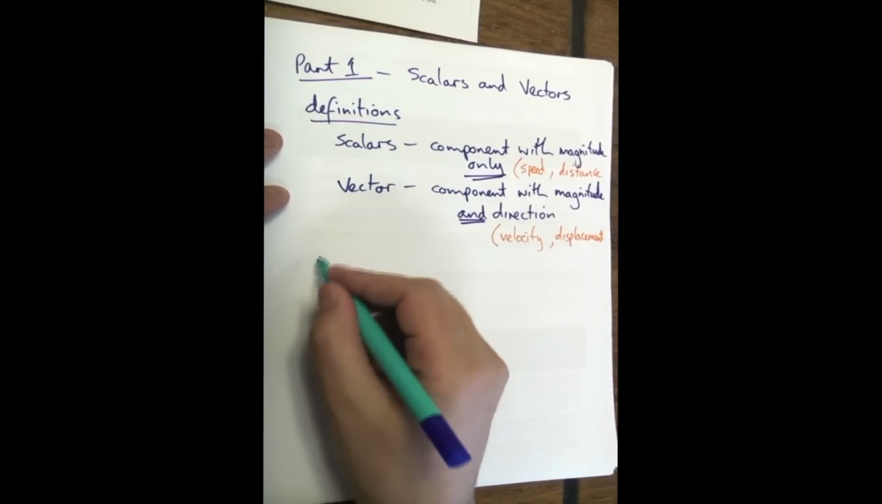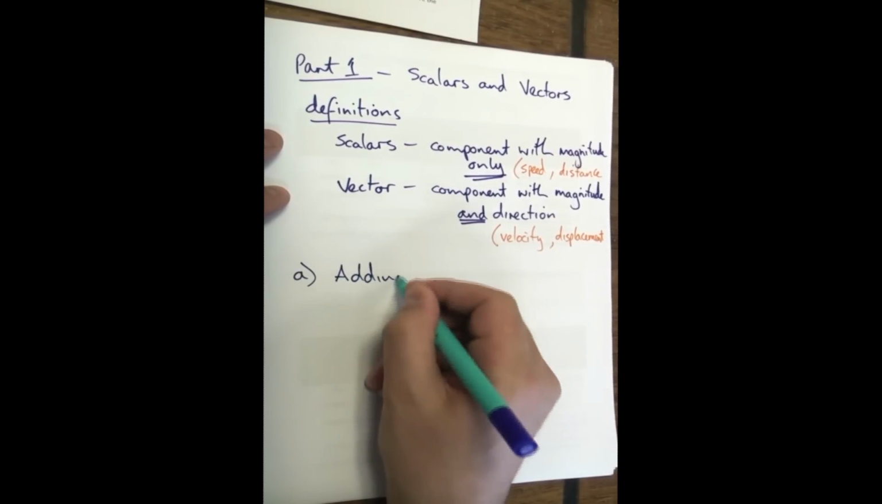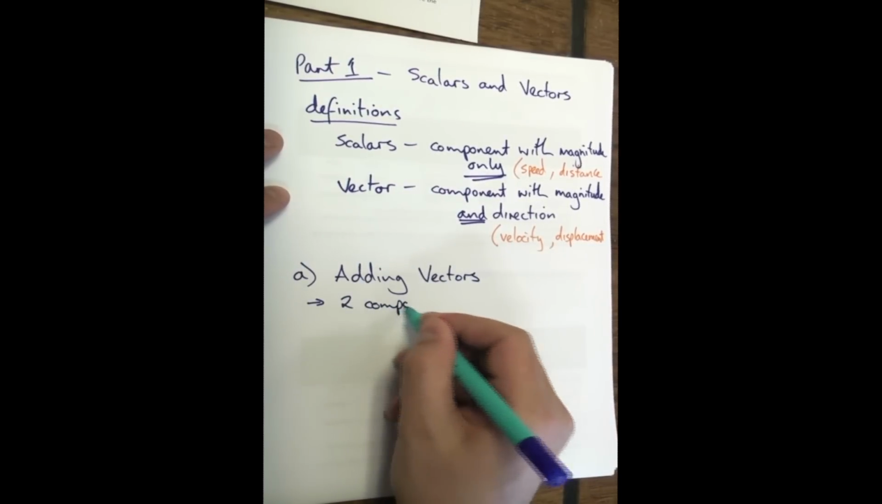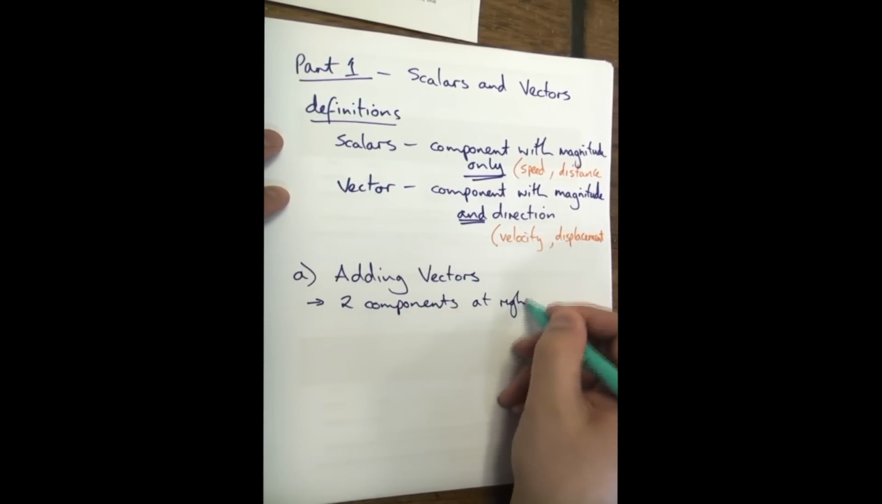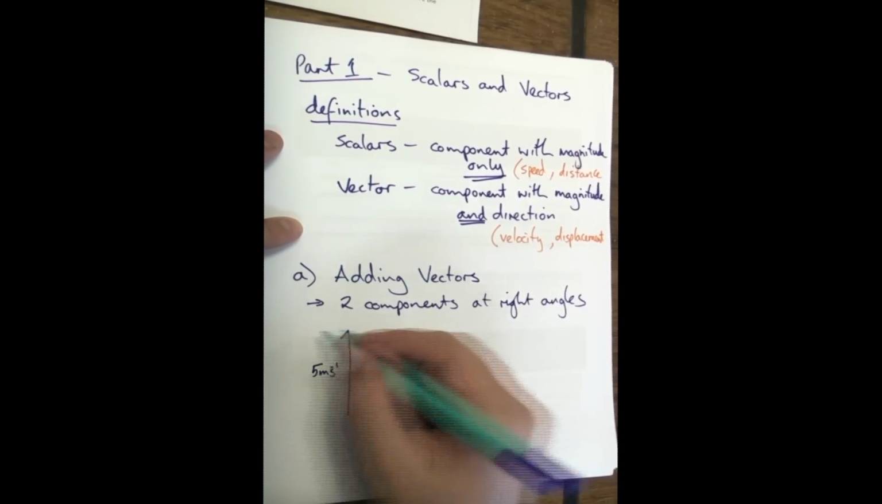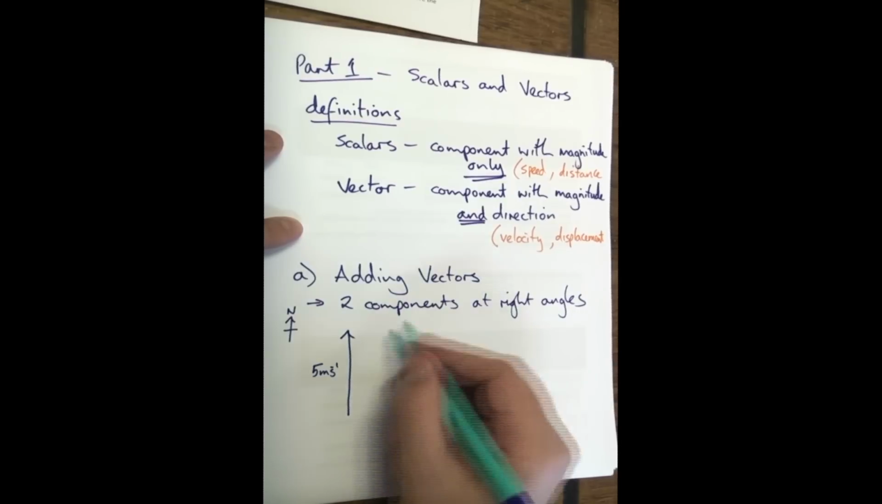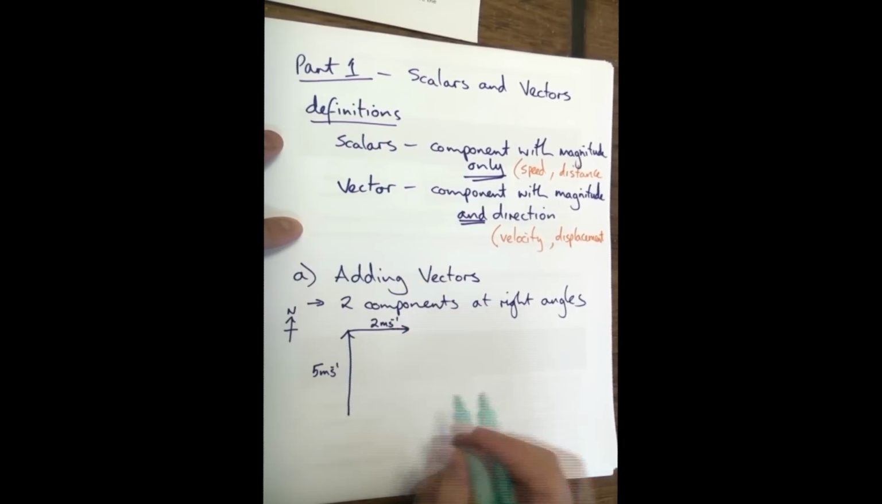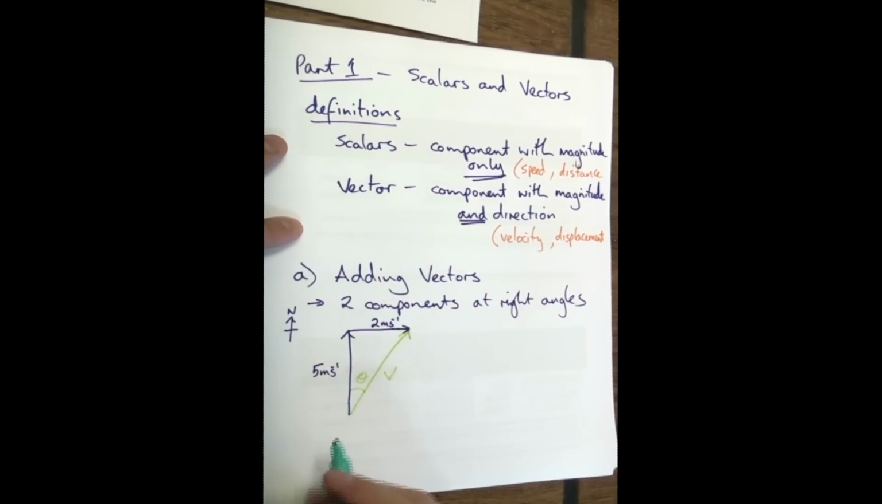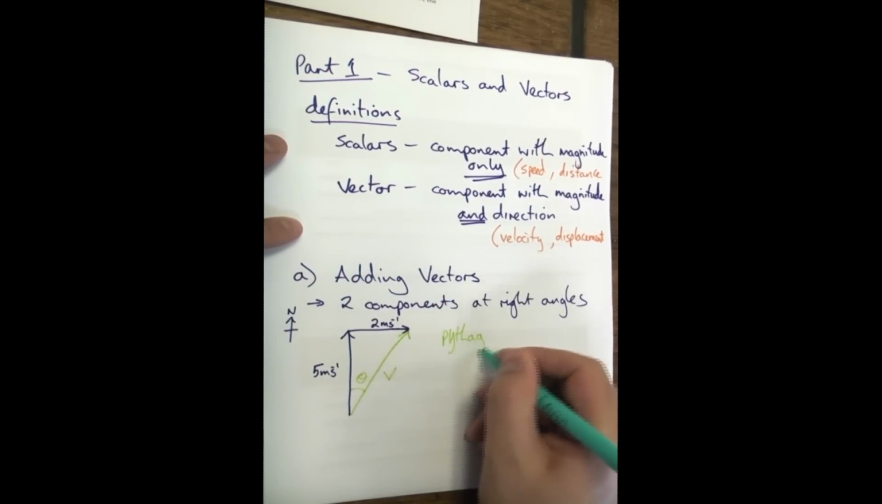Now you have to be able to do a couple of things with vectors. The first one is adding the vectors, but mainly just two components at right angles, so using Pythagoras and trigonometry. So let's assume that a swimmer swims north across the river at 5 meters per second. At the same time, the river flows east at 2 meters per second. What is his velocity? So you need to work out the size of the hypotenuse and give the angle.